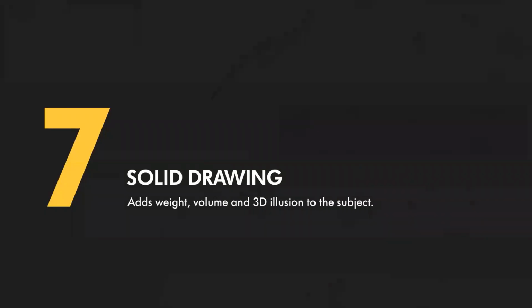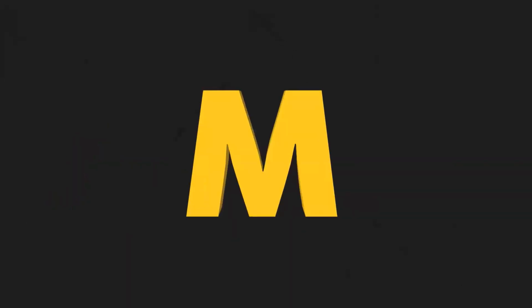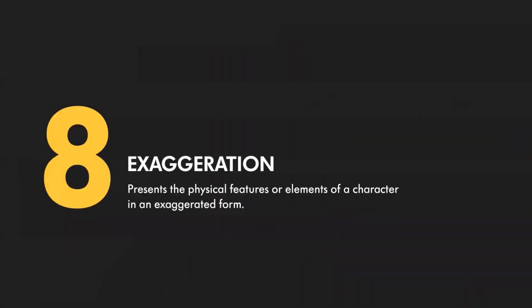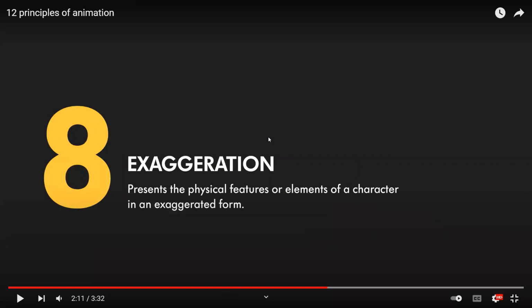Solid drawing adds weight or volume or a 3D illusion to the subject. Normally it's called a gesture. The previous one was like a gesture. Strong, proper gesture has to be there.